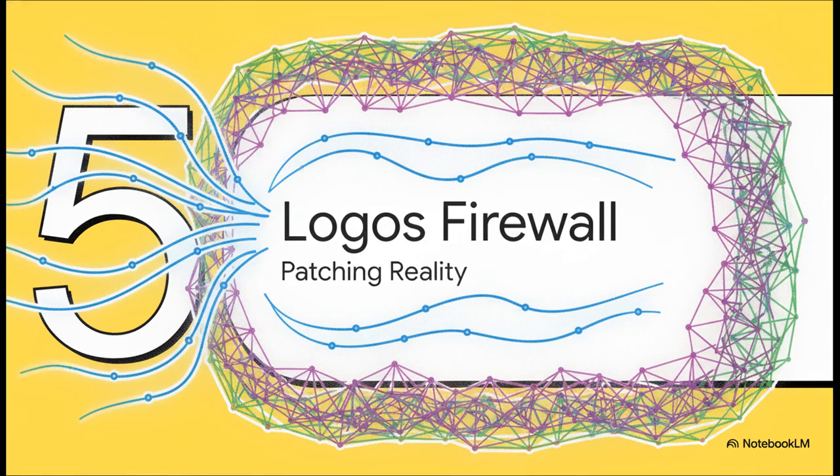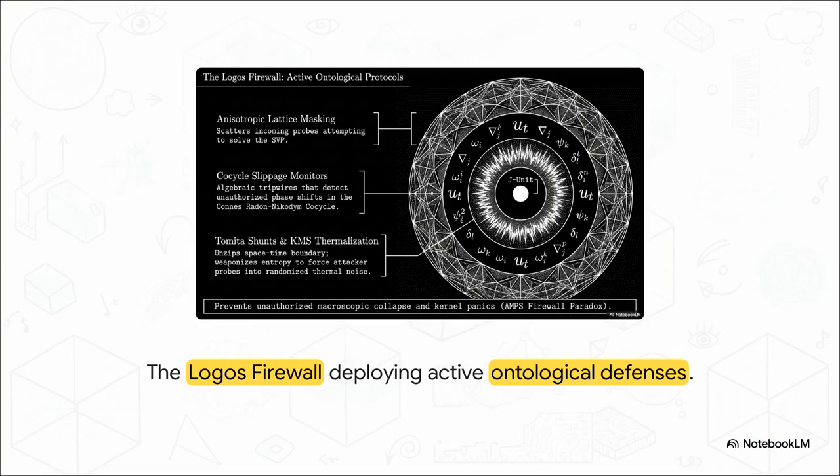Section 5, the Logos Firewall Defenses and Patching Reality. So, to prevent an unauthorized macroscopic collapse of your timeline, which would be a literal kernel panic for your reality, the system actively deploys the Logos firewall. Because Shor's algorithm exploits one-dimensional prime paths, the universe defends itself by shifting to high-dimensional lattice cryptography, shielding your JUnit with impossibly complex geometric mazes.